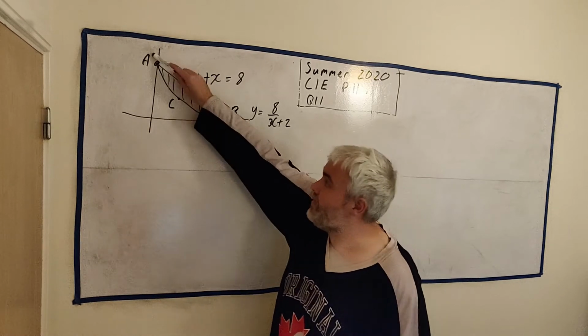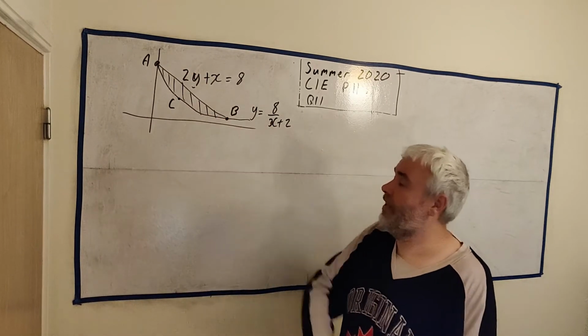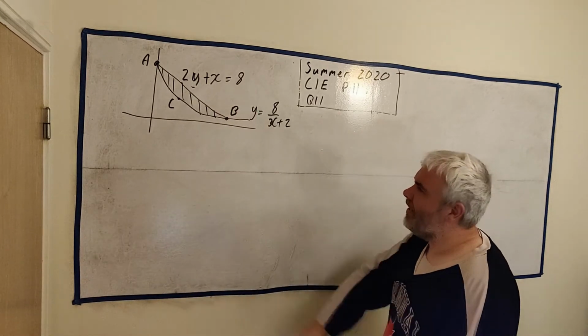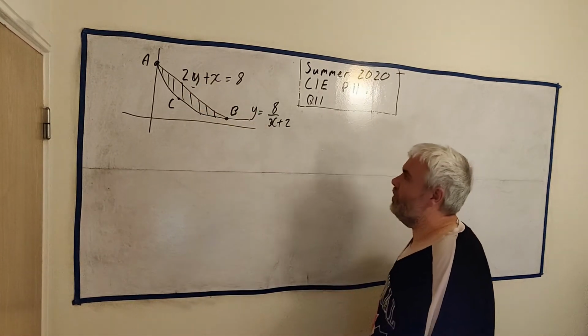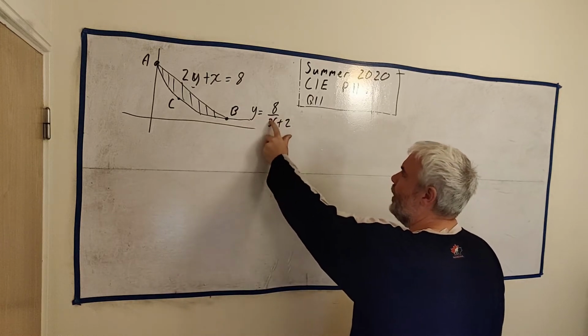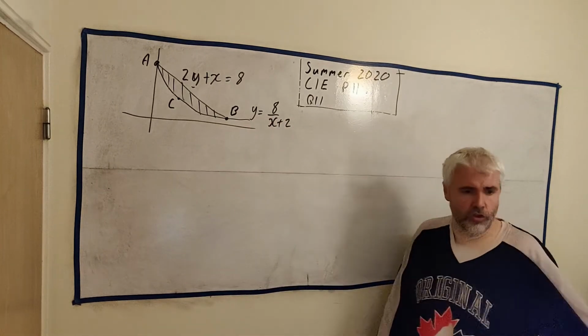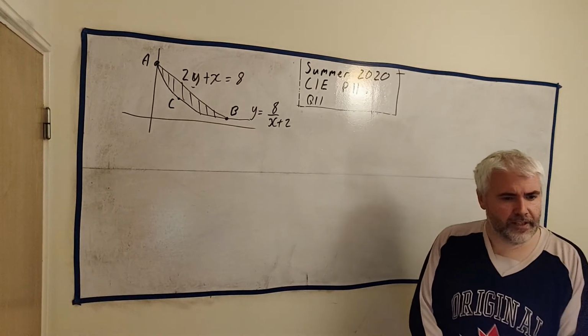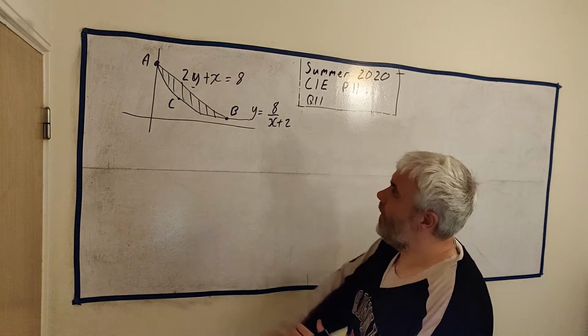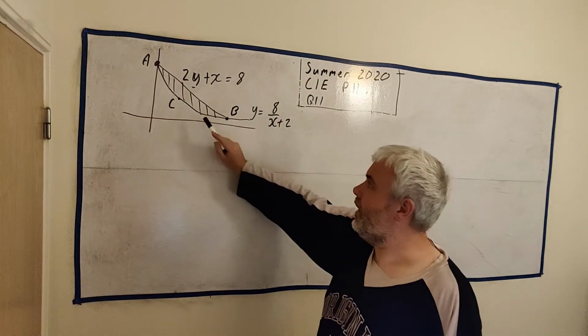Basically, what we have is a line here. They gave us the equation of that line, 2y plus x equals 8. And they have a curve, or at least part of a curve. The equation of that is y equals 8 divided by x plus 2. And the question they ask us, first of all, is find by calculation the coordinates A, B, and C.